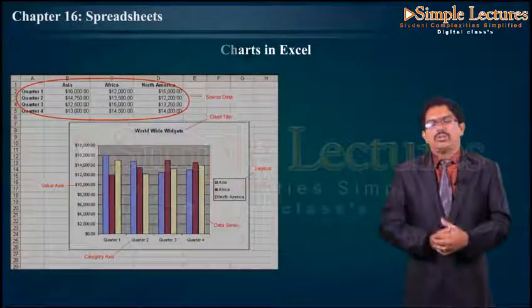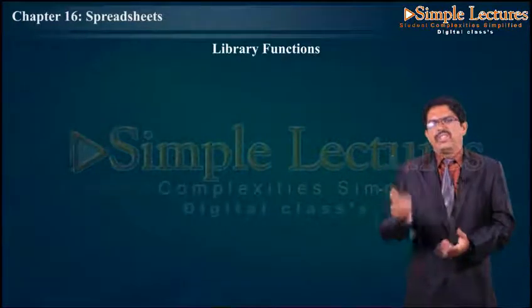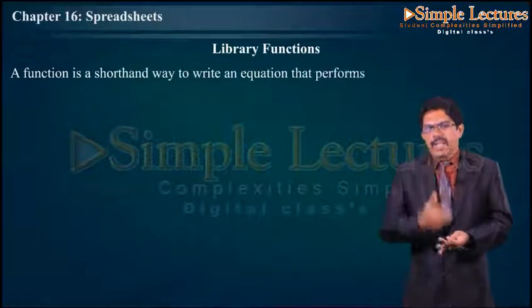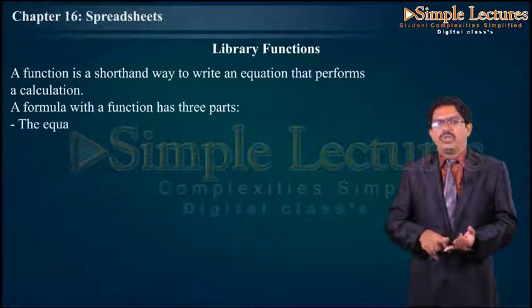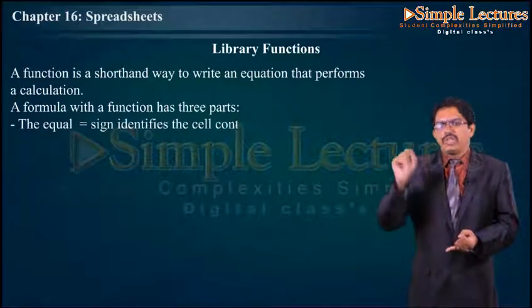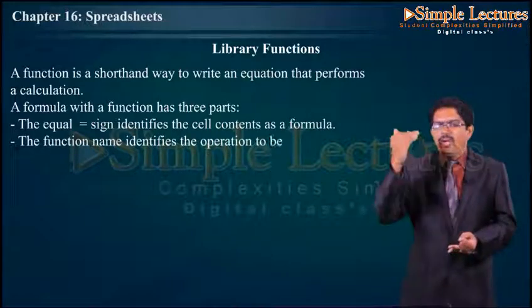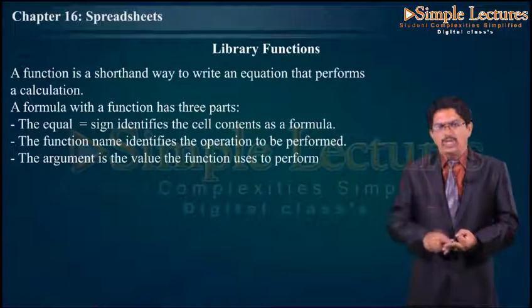Now, let us move to library functions. A function is a shorthand way to write an equation that performs a calculation. A formula with a function has three parts: the equal sign, which indicates a formula; the function name, which identifies the operation; and the argument, which is the value the function uses to perform a calculation.